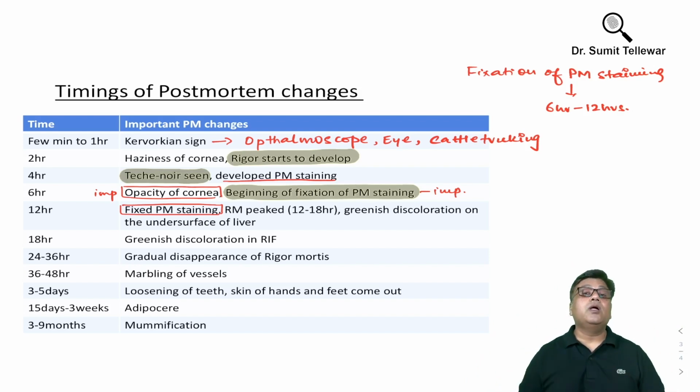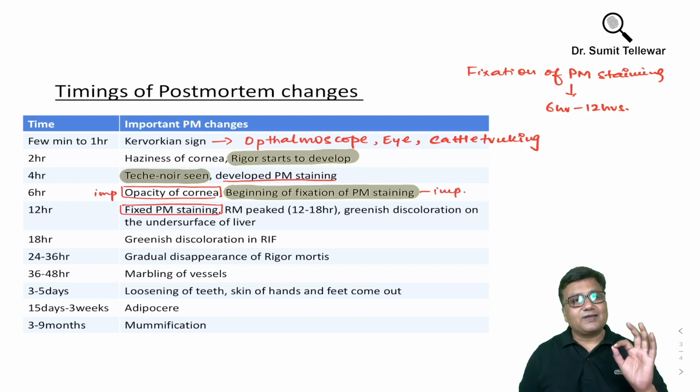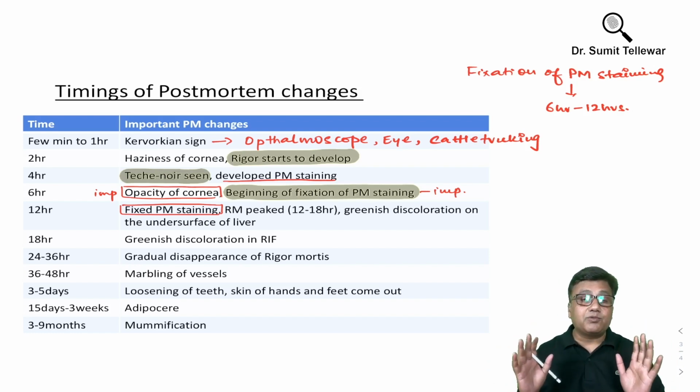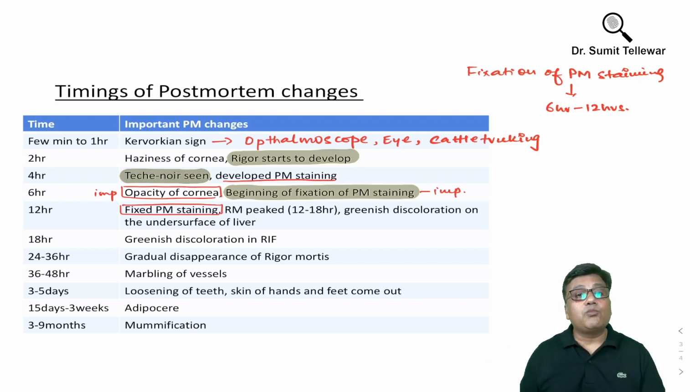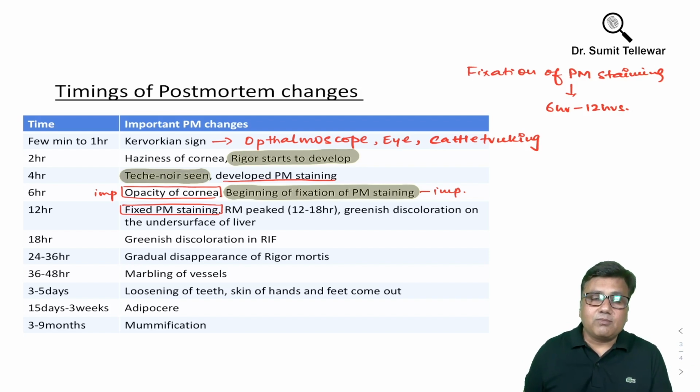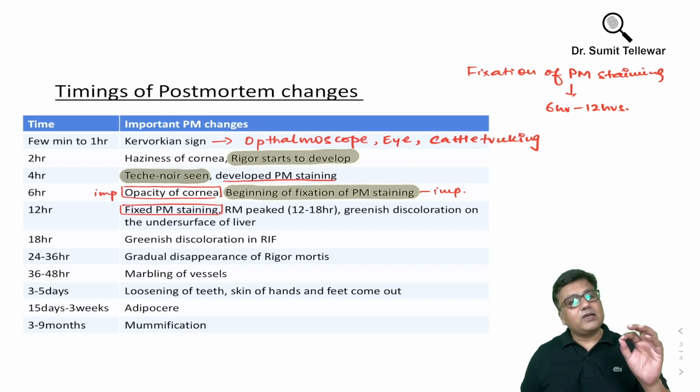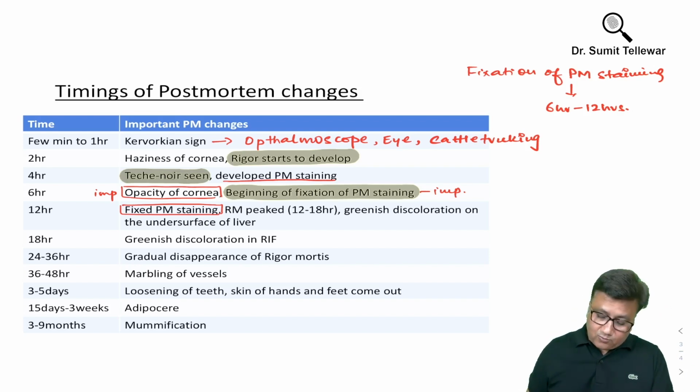So now after 12 hours, if somebody is going to change the position of the body, the postmortem staining which has developed in the previous dependent position, it will not move away. वो वहां से move off नहीं करेगी. Okay, what else do we see at 12 hours? We see rigor mortis peaking up.